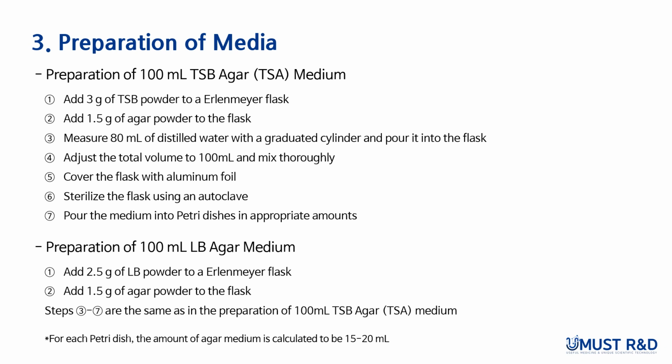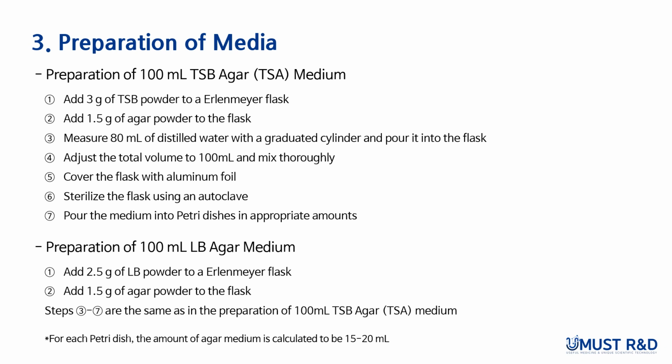Finally, let's go over the experimental procedure for preparing each medium. To make 1 liter of TSB medium, you will need 30 grams of TSB powder. Therefore, to prepare 100 milliliters of TSB agar, start by adding 3 grams of TSB powder to an Erlenmeyer flask. Next, add 1.5 grams of agar powder to the flask to solidify the medium. Then, use a graduated cylinder to adjust the volume to 100 milliliters with distilled water.